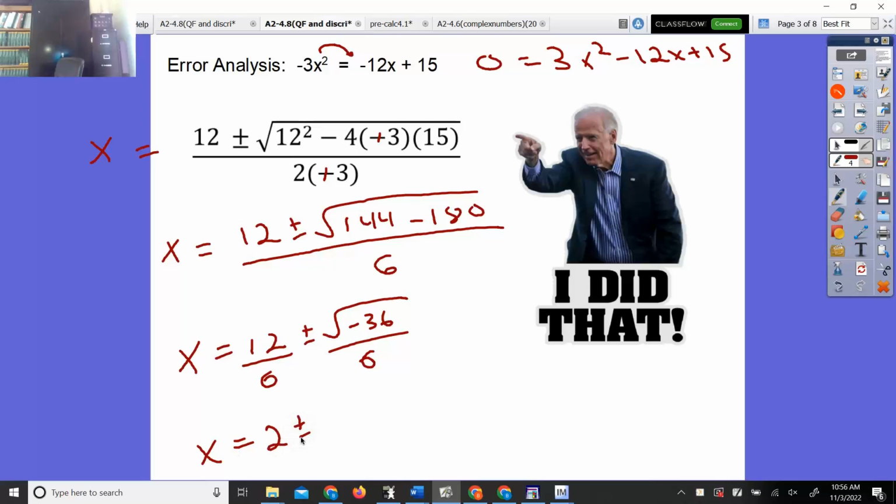Alright. Square root of negative 36, is it real or is it imaginary? It's imaginary because it's negative. So this is the imaginary root of 36, which is 6i.